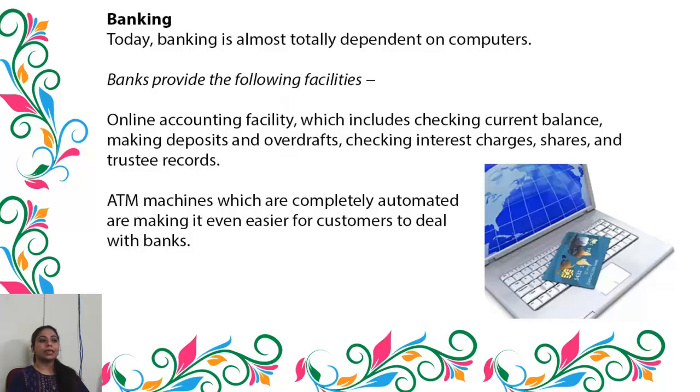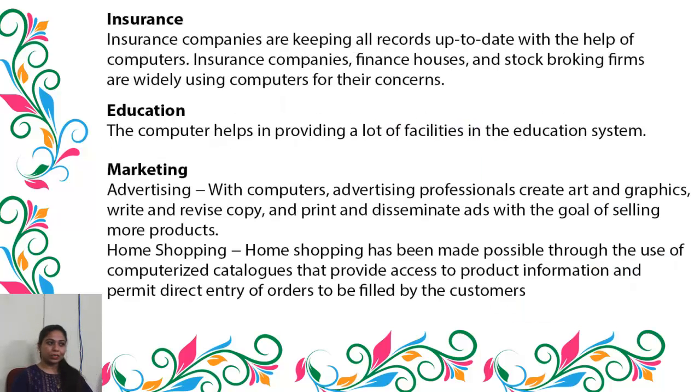Then ATM machines, which are completely automated, are making it even easier for customers to deal with the banks. The ATMs that you are using are also a computer system, right? So this is how it is used in banks. Then comes insurance. Insurance companies are keeping all the records up to date with the help of a computer only.